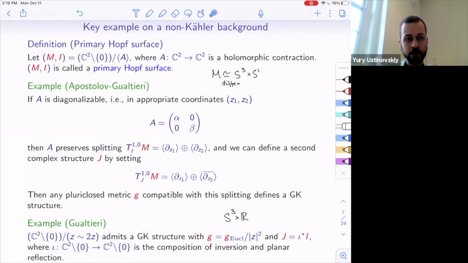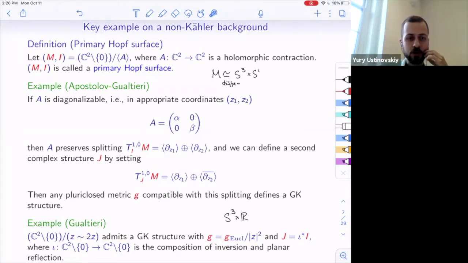For the complex structure, it's a bit more interesting. So the second complex structure, the way you cook it up, you pull it back by an involution of C2 minus the origin. And this involution is a composition of the inversion of C2 minus the origin and a reflection in any plane. Actually, you can take any complex plane through the origin and take the reflection in it. So this will be the second complex structure.